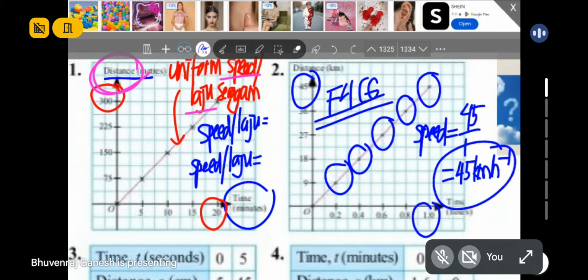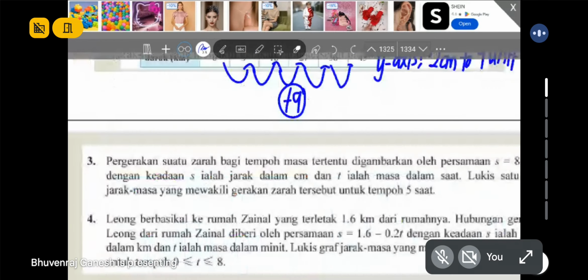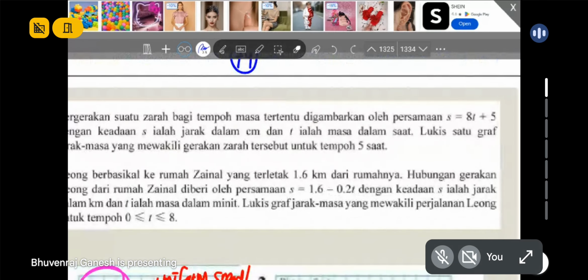Okay? Remember that. Okay, so now, next question, number 3. Okay, so number 3, S equal to 80 plus 5.